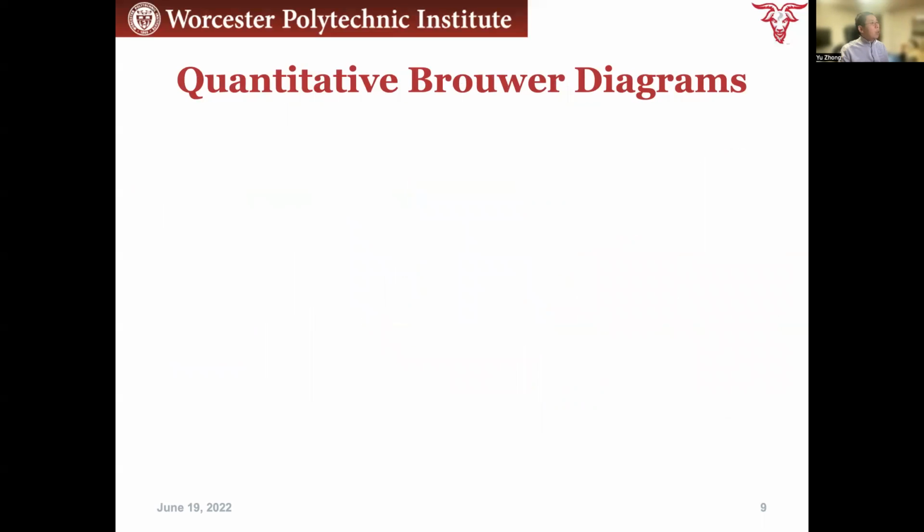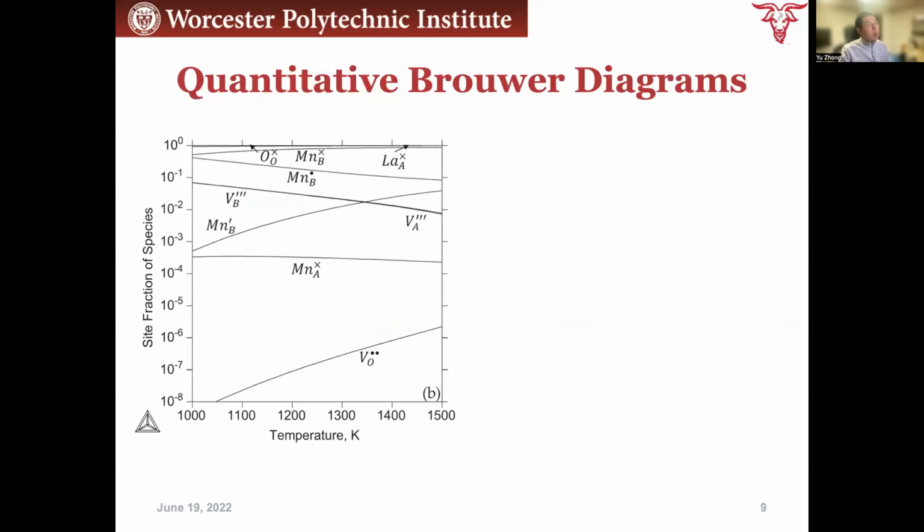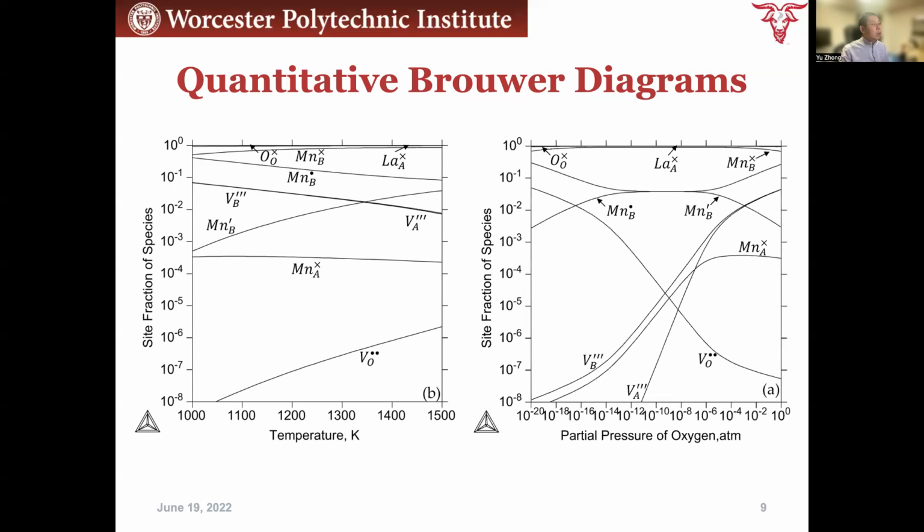So for example, this is a quantitative Brouwer diagram. In the past, people could typically draw the Brouwer diagram by hand, telling you what is happening and the trend of each species. What we can do here is quantitatively tell you how each species will change: how it changes with temperature, how it changes with oxygen pressure, and how it changes with composition. We have the database, and then we can plot all of those things.